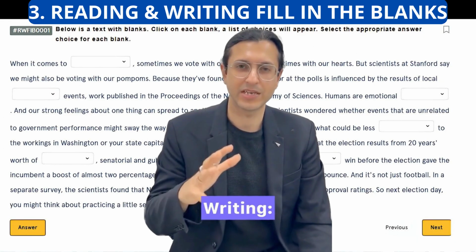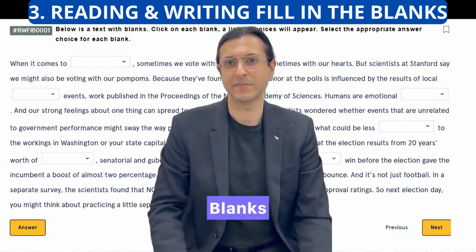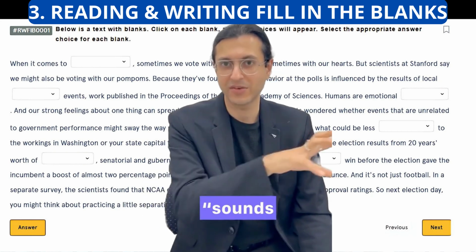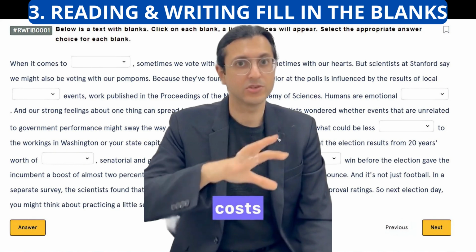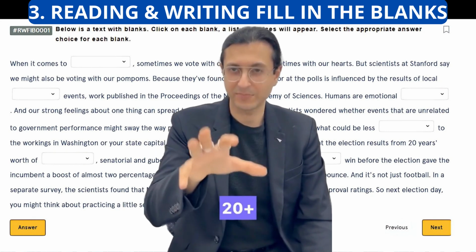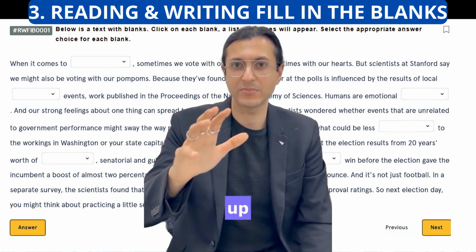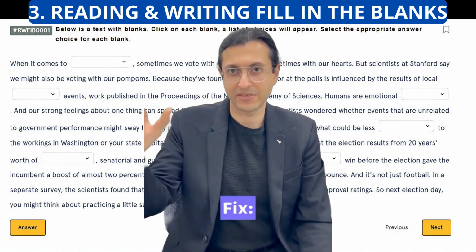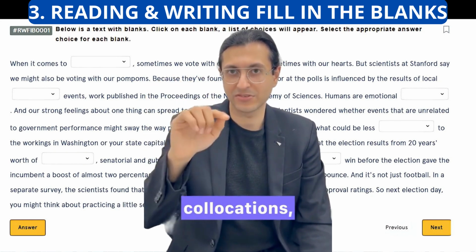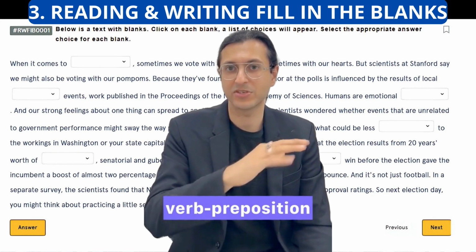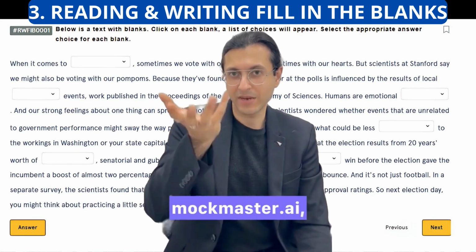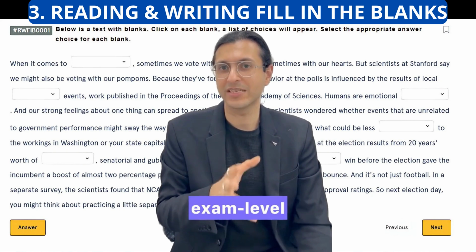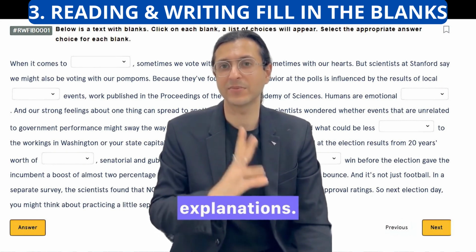3. Reading and Writing: Fill in the Blanks. Mistake: picking a word that sounds right without checking collocation, grammar, or logic. This costs you 1 mark per blank, and with 20 plus blanks across your test, that's up to 20 marks gone. Fix: learn academic collocations, phrasal verbs, and verb preposition pairs. Practice plan: solve 15 blanks daily on MockMaster.ai, which includes real exam level passages and collocation explanations.